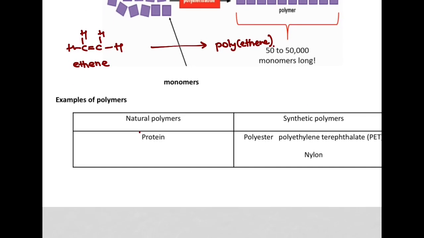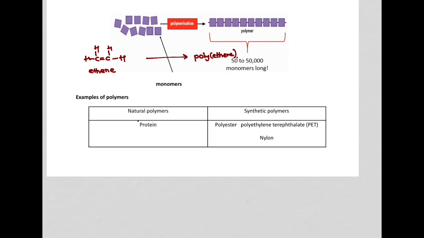Now there are different examples of polymers. You have natural polymers, you have synthetic polymers. Examples of natural polymers are proteins. Proteins are made up of amino acids. So this is the monomer. So many amino acids combine together to form proteins. You have polyester. One example of a polyester is PET. You have nylon, which is also a polymer.